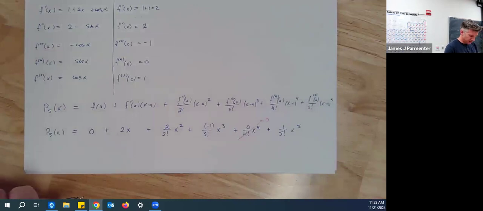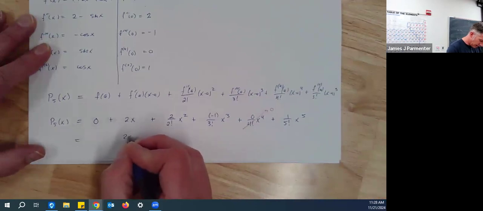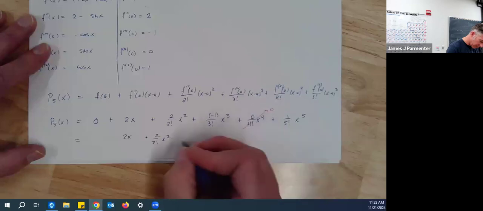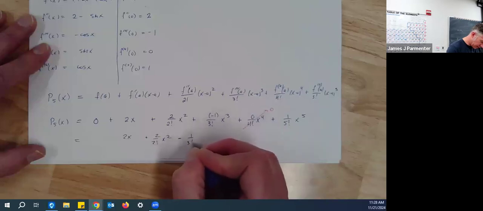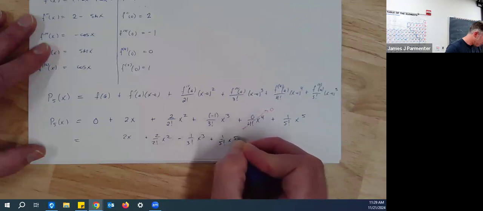And really, you could probably just leave it like that. If you really wanted to simplify it a tiny bit, you can write it as 2x plus 2 over 2 factorial x squared minus 1 over 3 factorial x cubed plus 1 over 5 factorial x to the fifth.